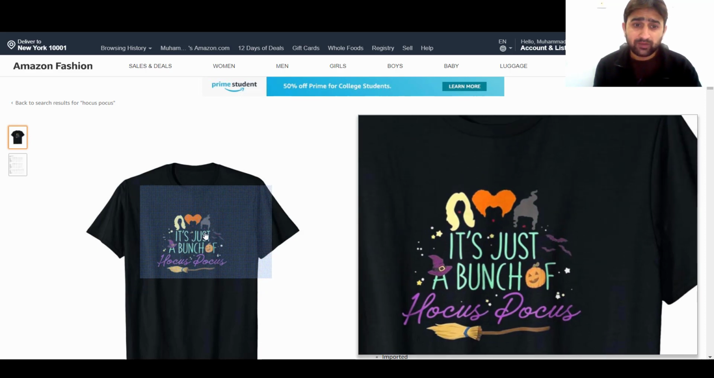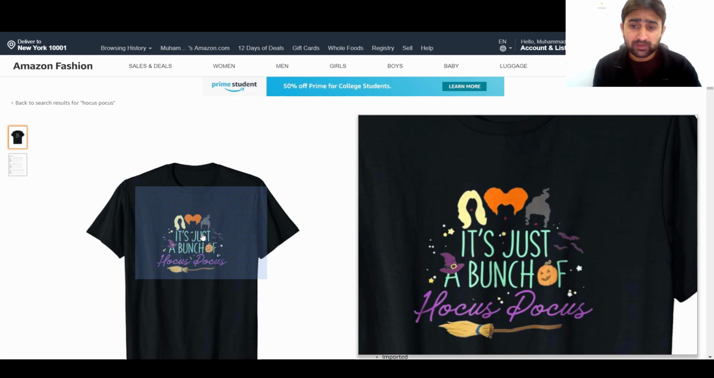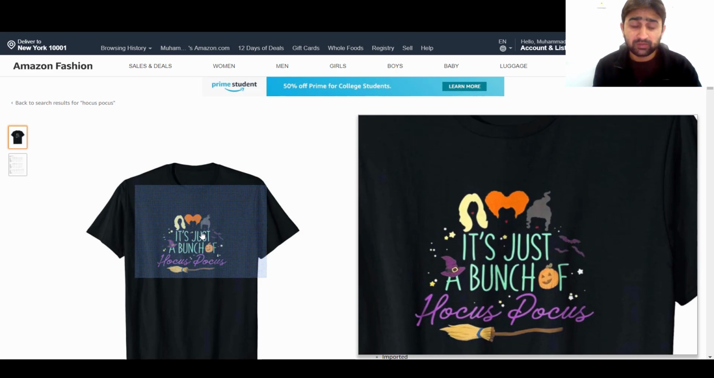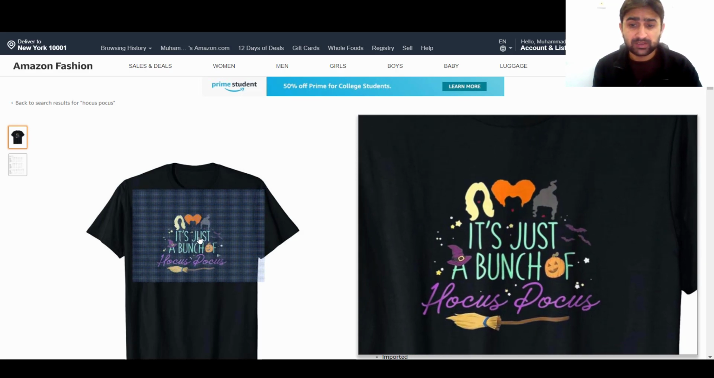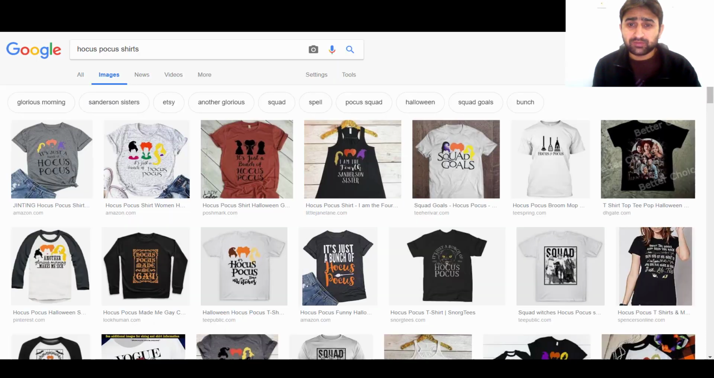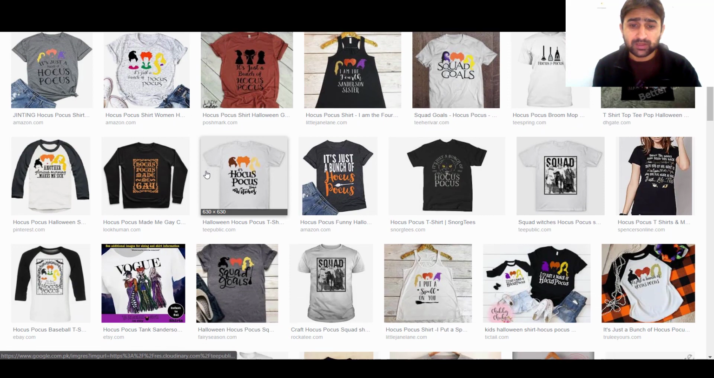And I have observed some people who have had their shirts taken down and even their accounts terminated because they had this kind of hairstyle on their shirts with the words Hocus Pocus. So they are actually referring to that movie in their shirts. And if you search on Google, you will find there are a lot of shirts that include this kind of hairstyle with the words Hocus Pocus.